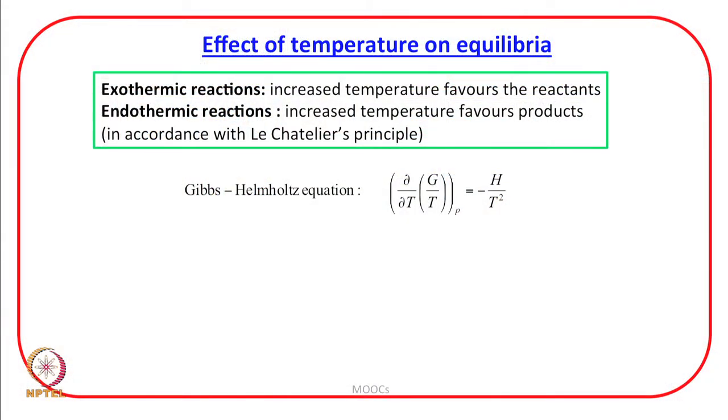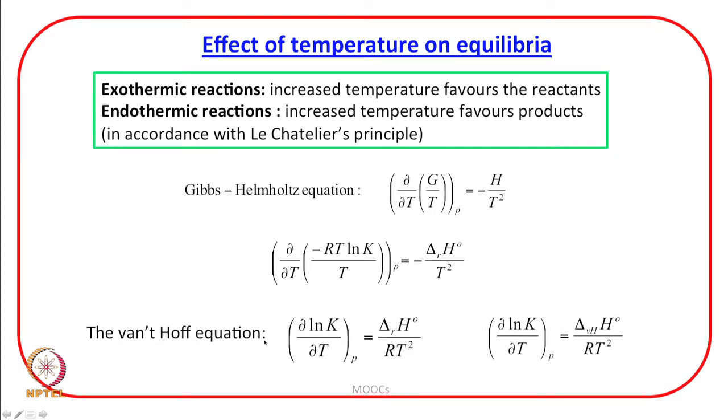What we did was, we took Gibbs-Helmholtz equation and we converted this to changes for the reactions and came up with this equation, and finally we derived this equation, dou log K by dou T at constant pressure is delta H naught by RT square. This is called Van 't Hoff equation. This is a very important equation, very important result.